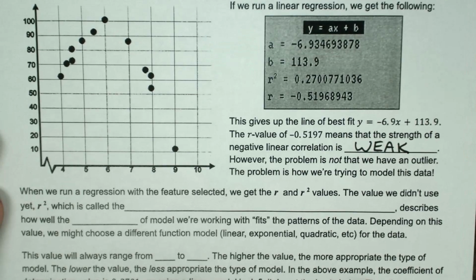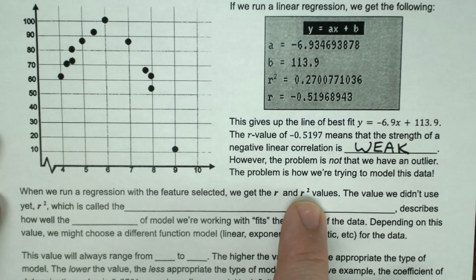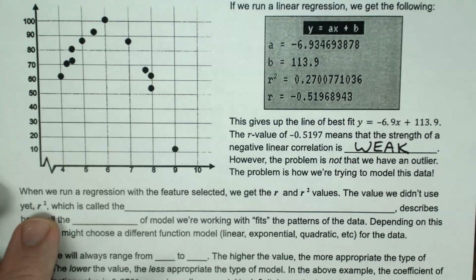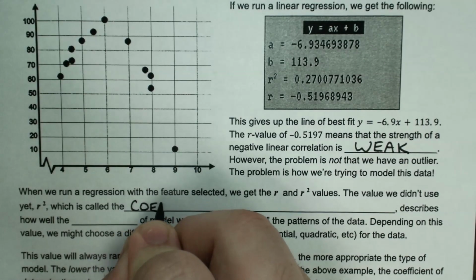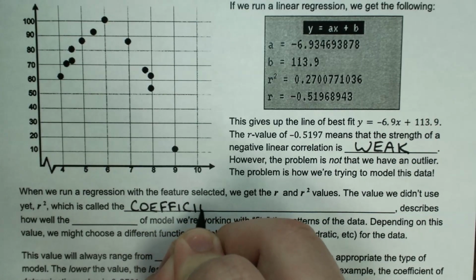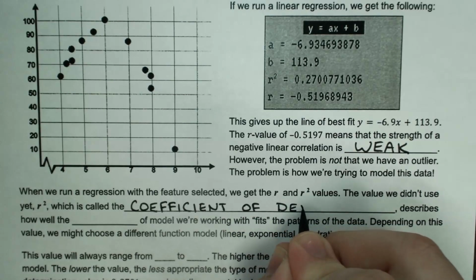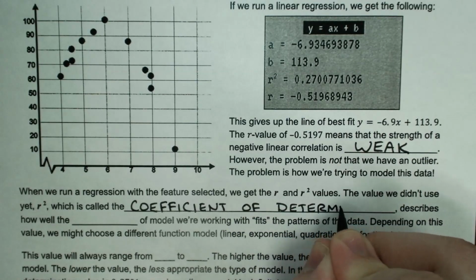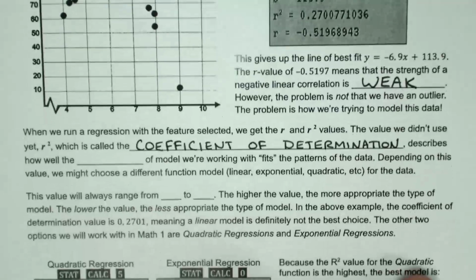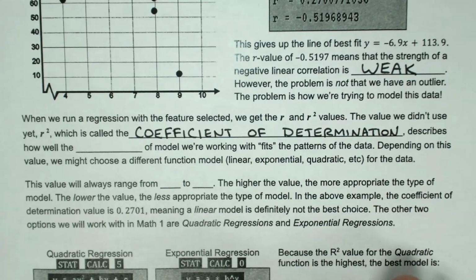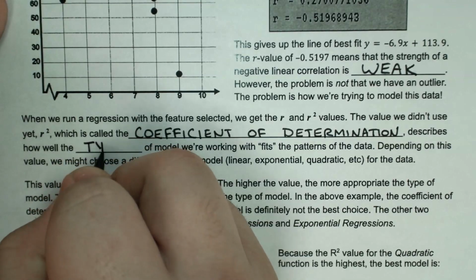When we run a regression with that diagnostics feature selected, we get the R and R squared values. The one that we didn't use yesterday, R squared, is called that coefficient of determination. And what that number does is it describes the type of the model that we're going to be working with.